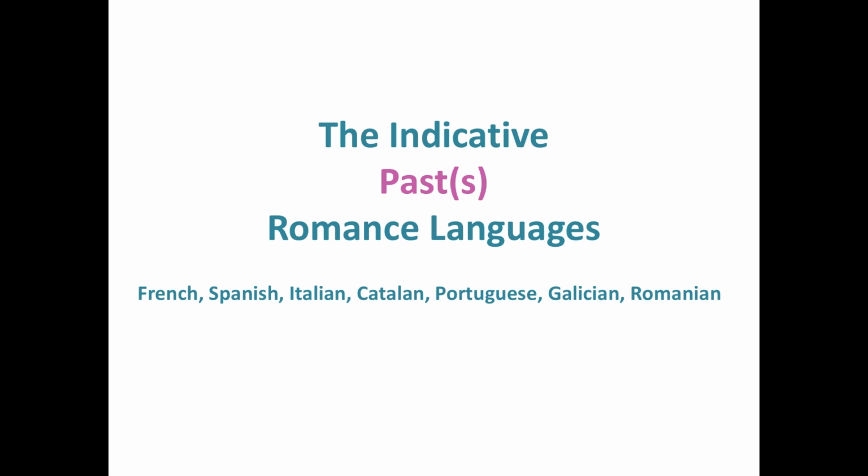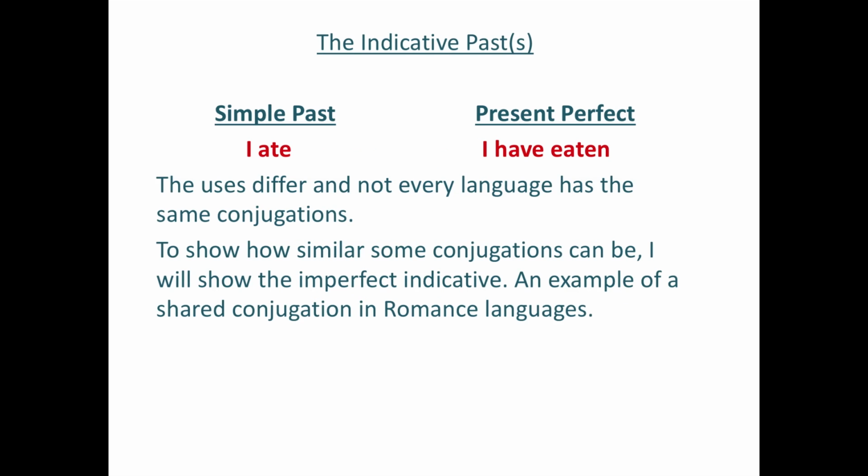This video is about the indicative pasts in the following Romance languages: French, Spanish, Italian, Catalan, Portuguese, Galician, and Romanian. This is going to be the order of the languages throughout the video. So okay, the indicative pasts.